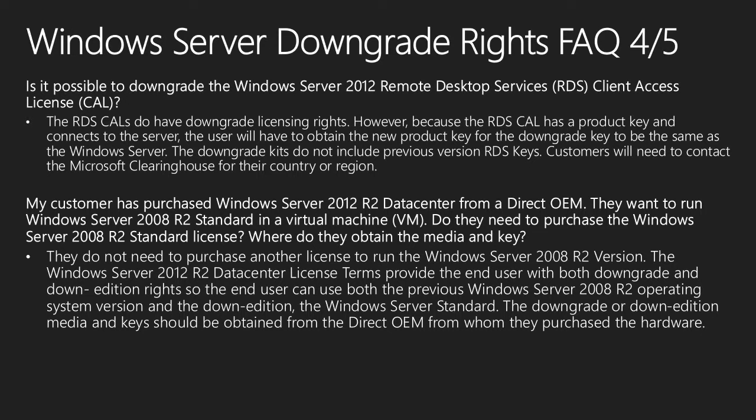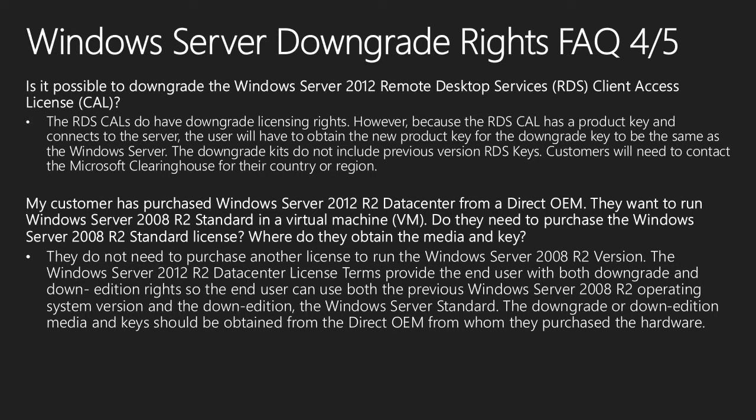Now, is it possible to downgrade the Windows Server 2012 Remote Desktop Services CAL? Even though the CALs do have the licensing rights, you will need to obtain the product keys to activate that on the server. So what you'll need to do is contact the Microsoft Clearinghouse, you give them the details that you've got, and they'll be able to issue the different keys that are required for you to allow that to occur.